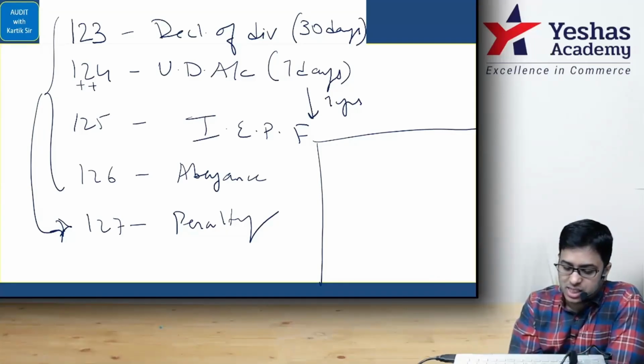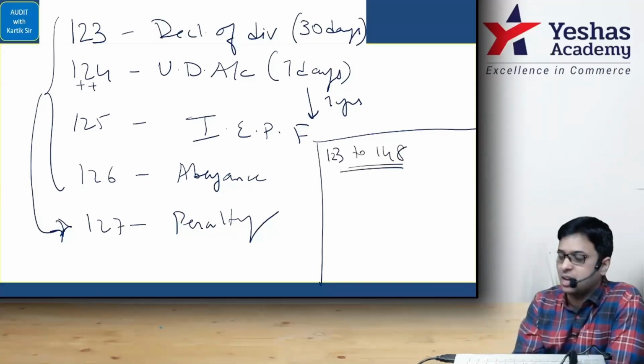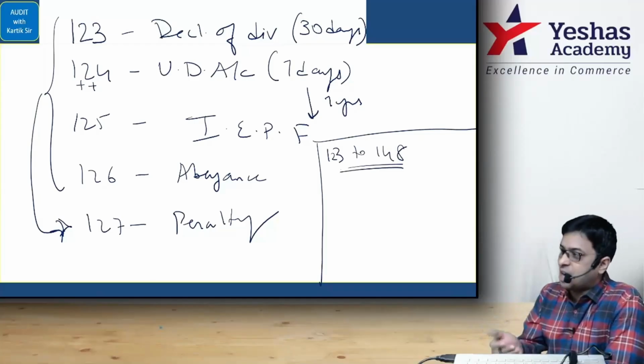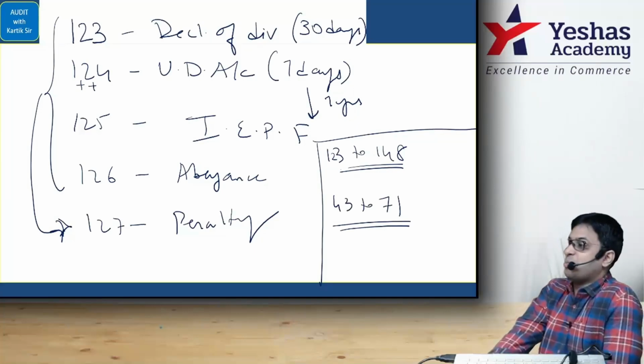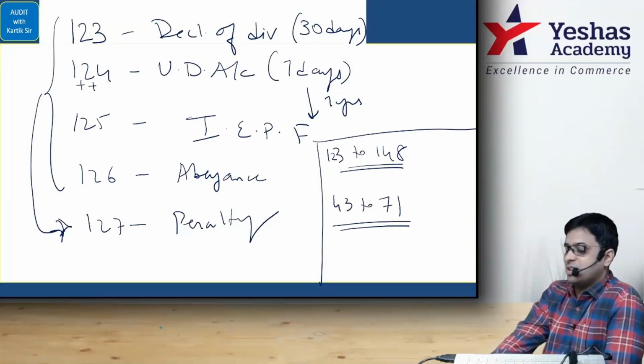I'll help you to remember the section numbers. 123 we have already done. 123 to 140, I will help you remember everything. This is a small area. I can help you remember everything, but I don't have the time. Problem is that. And then I'll help you remember the share capital and debenture chapter, that is from section number 43 to 71. This also, if you remember properly, you'll get a good grip in that area.